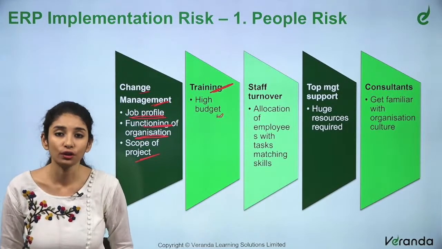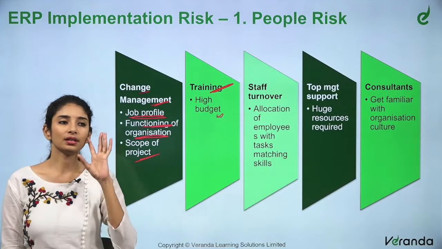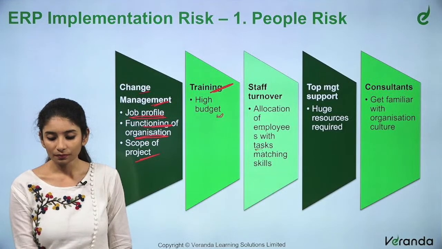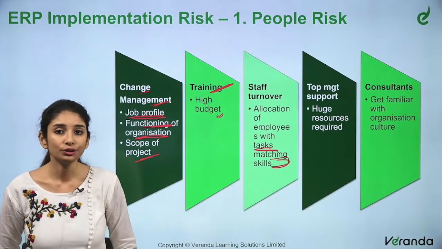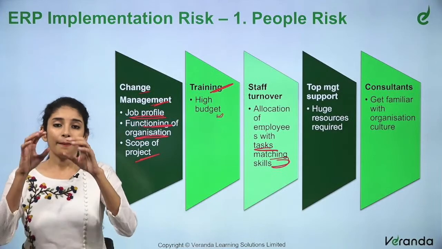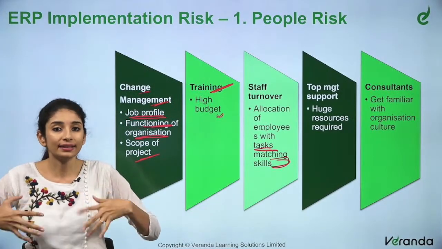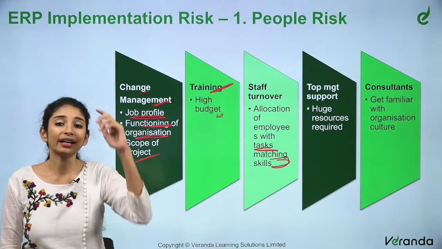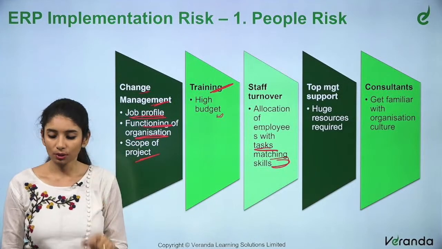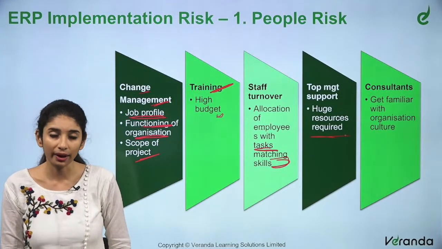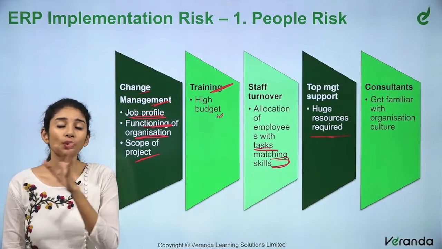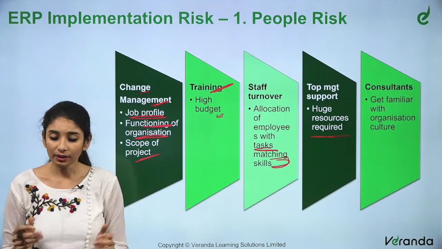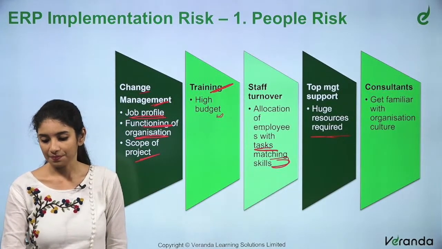Next, I have staff turnover. Staff turnover means people will hear about this ERP and leave the job. The control is allocation of employees with tasks matching their skills. In order to prevent staff turnover, what I need to do is match people with their skills or their interests. When I do that, they will stay in the organization. Top management support. Now this top management is going to say that there are huge resources required, so they need to be with us throughout the implementation process. One fine day if they get up and say that no, I do not have any money, then what are we going to do with the ERP?